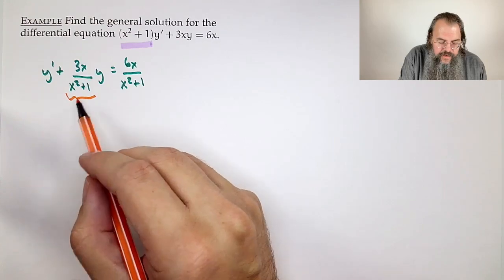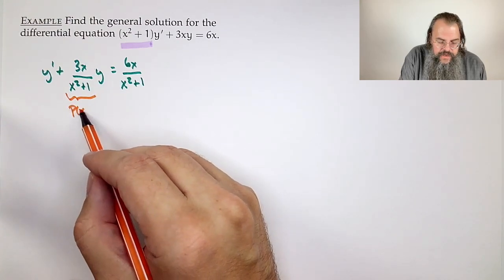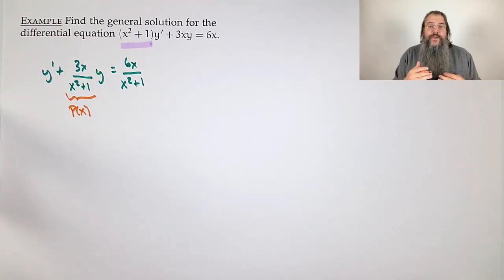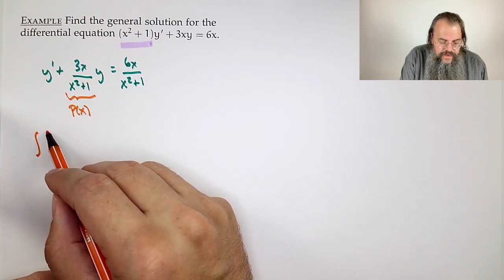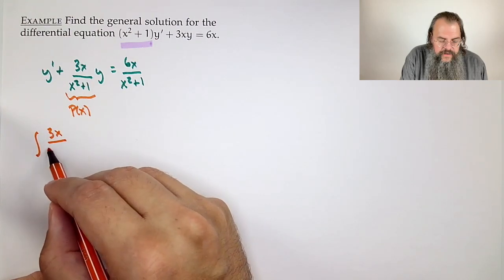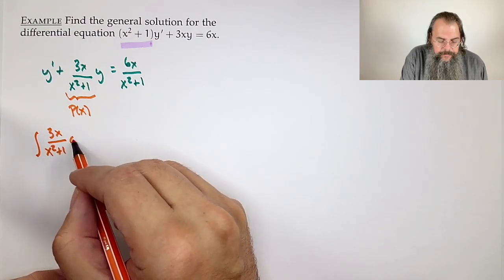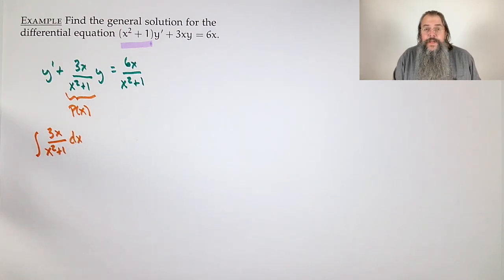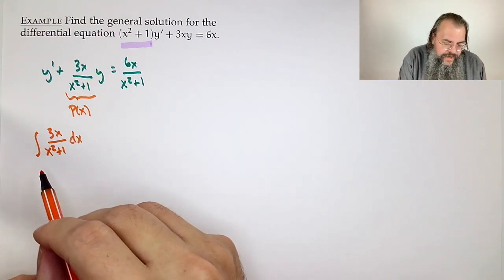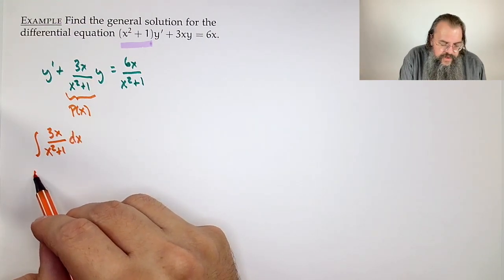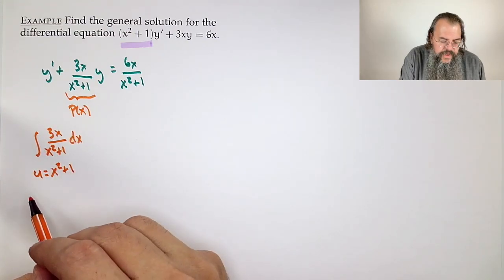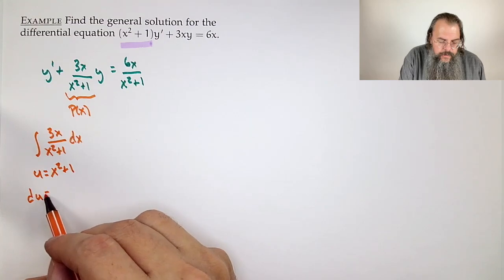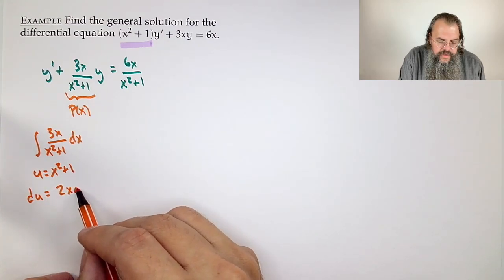So this piece in front of the y, that's our p of x. So the next thing for us to do is to integrate that. So the integral of 3x divided by x squared plus 1. So how do we integrate such a thing? Well, okay, it's not so bad. This is actually in good shape for us. It looks like we have a good substitution. If you let u equal x squared plus 1, then du will be 2x dx.